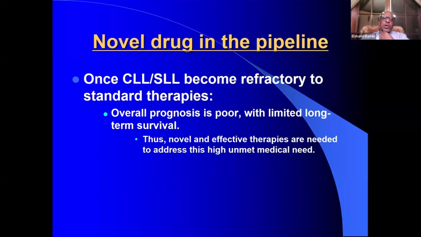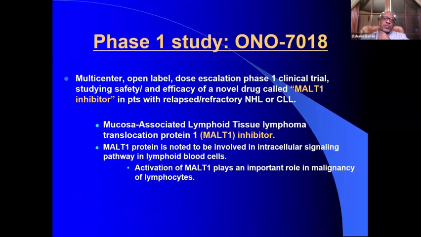There is now an ongoing clinical trial looking for a new drug, a phase 1 clinical trial on ONO-7018. Basically, they target a protein called MALT1, which is the mucosa-associated lymphoid tissue lymphoma translocation protein. MALT1 inhibitor is a phase 1 clinical trial.